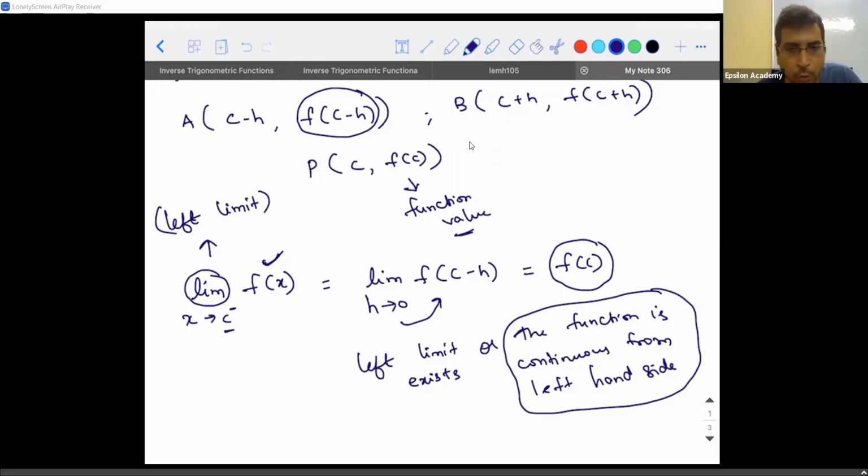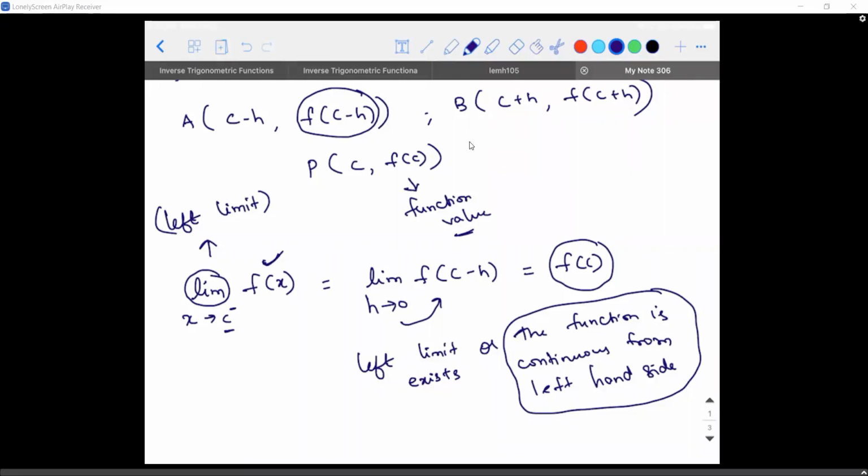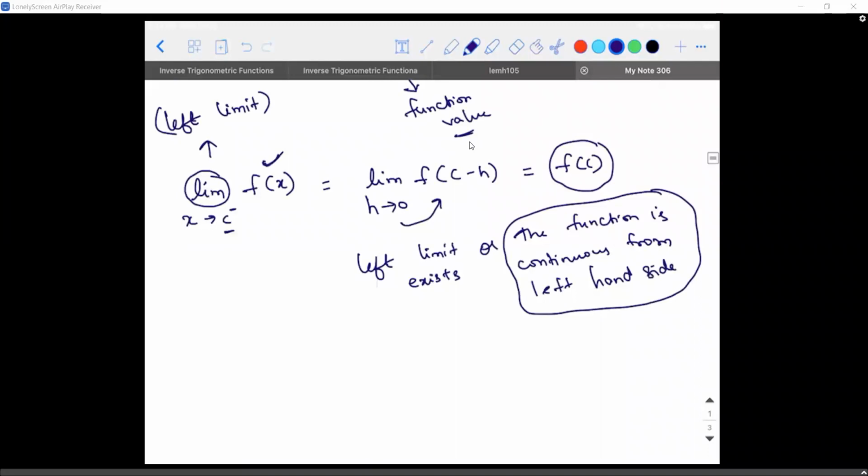I will give you an example. Don't worry about it. I'll give you an example for continuous and discontinuous function. Okay, sir. Wait for 5 minutes, you will understand.